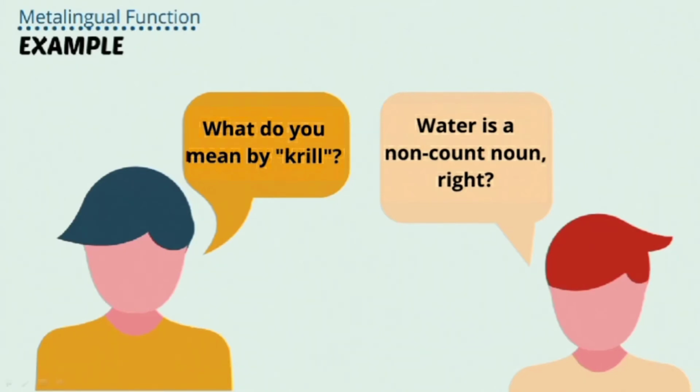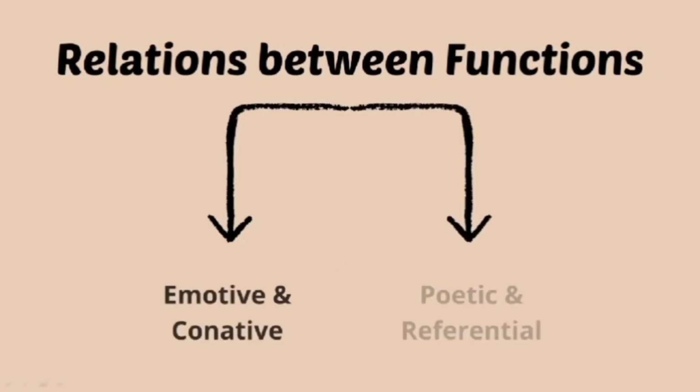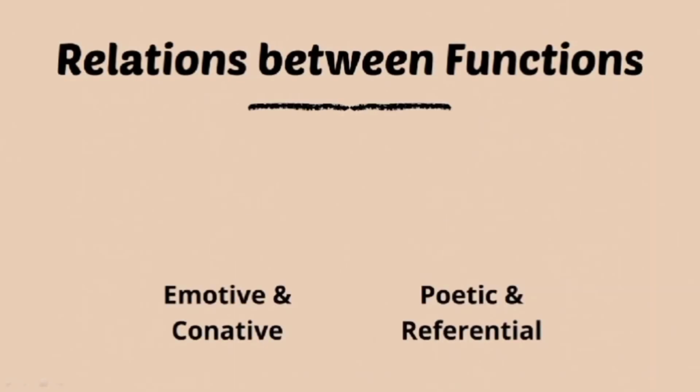That is what is meant by metalinguistic, a function used to describe the language itself. So those are the explanations of the 6 language functions according to the caption. Now let's move to the relation between functions. In Huber's article, he lists the relation between functions.